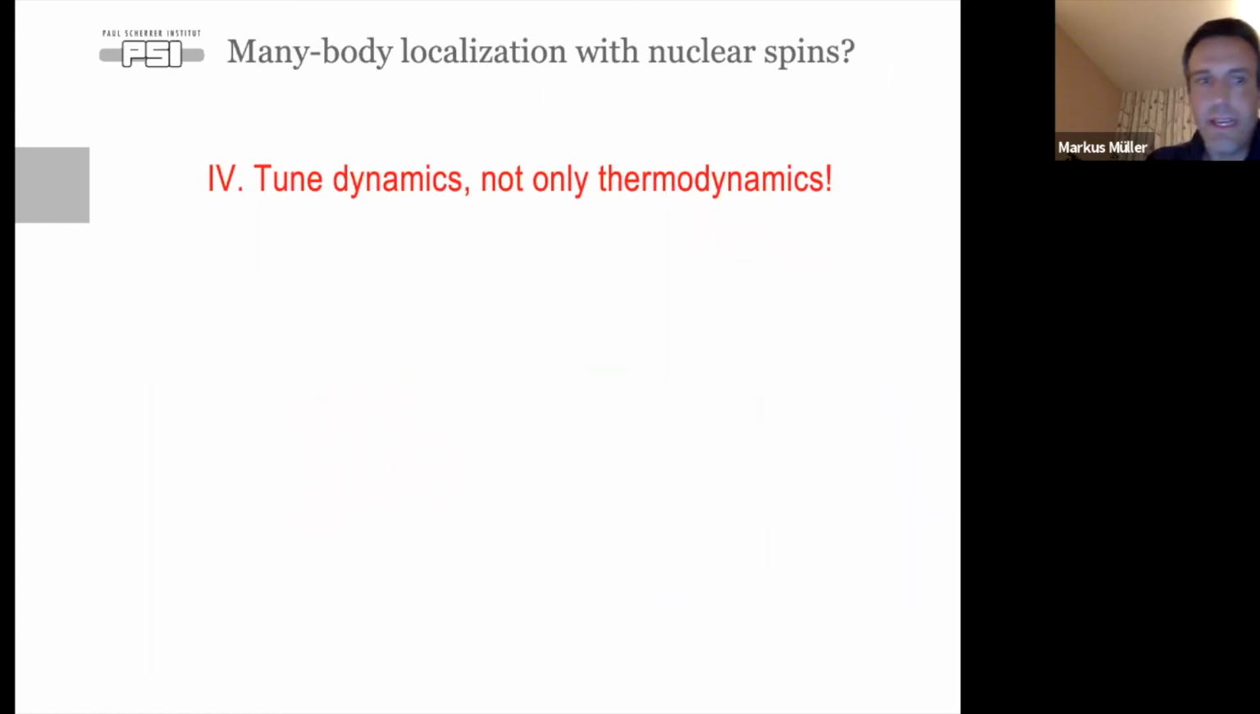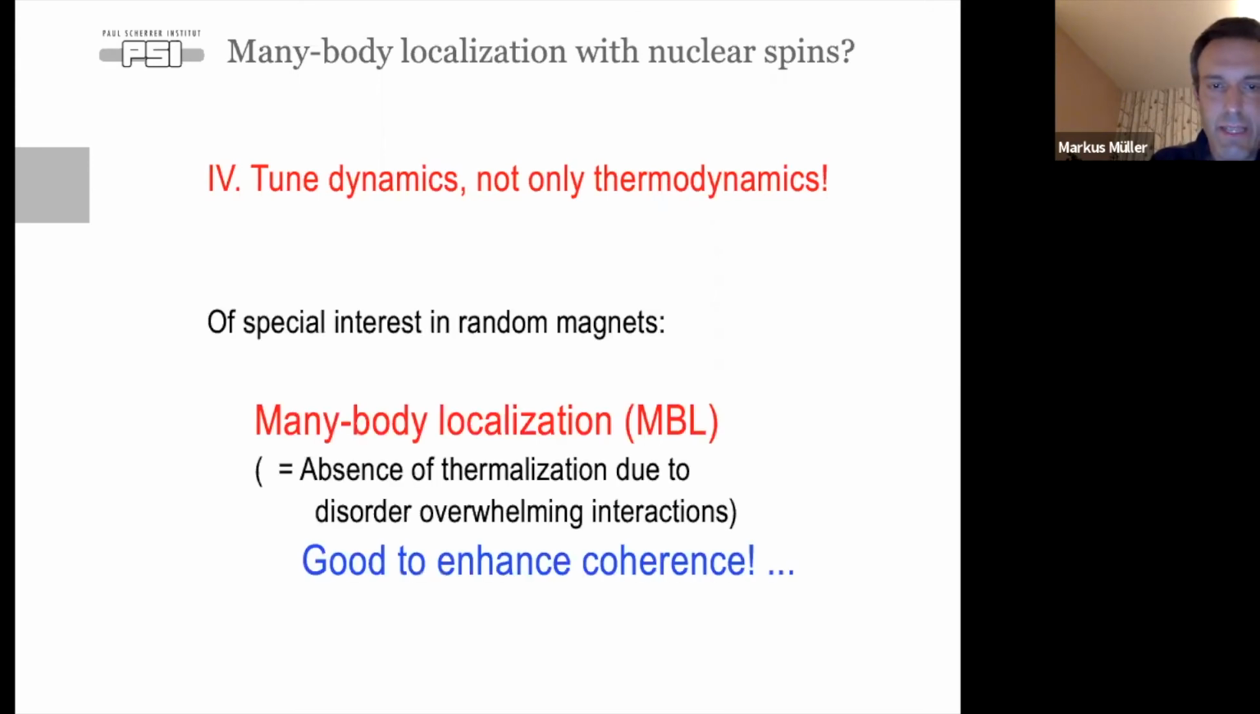Now, finally, I would like to tell you that you can not only tune thermodynamics, but you can also tune dynamics. That's more of an outlook or an advertisement, but I think there's a nice story to come out from our experimental friends soon. So of special interest in random magnets, in doped magnets with rare earths, is the topic of many-body localization of spin dynamics. Many-body localization means that there's absence of thermalization due to disorder which is stronger than interactions. And if you manage to get that, that's always good to enhance your coherence in the system.